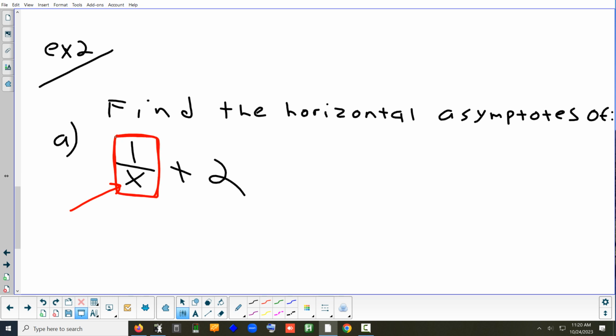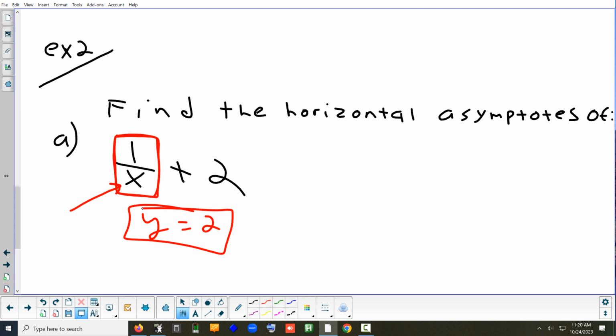And when we say smaller, what's the box going to get close to? 0. So the box gets very close to 0. And if you take something very close to 0 and add 2 to it, what do you get? Very close to 2. So your horizontal asymptote, which is never reached, is y equals 2.